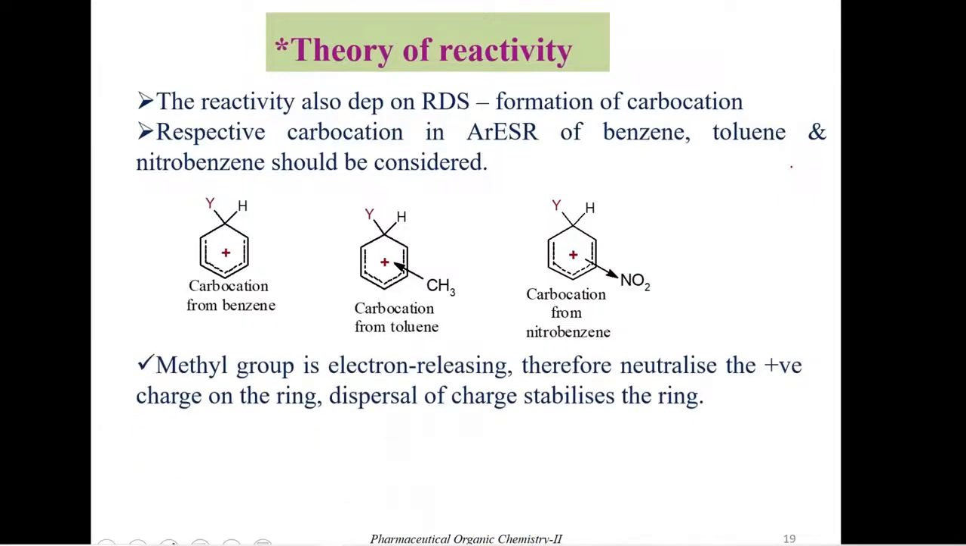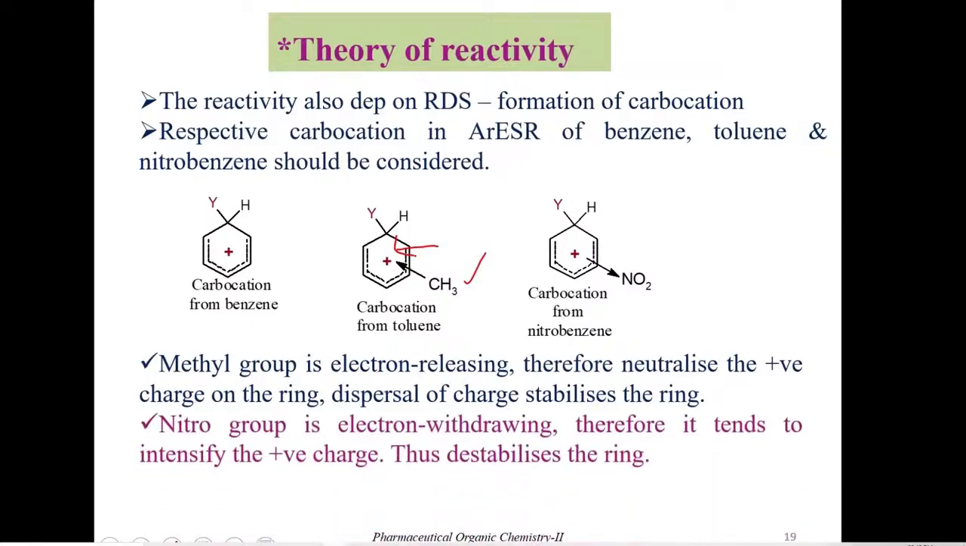Whenever a methyl group is present, because it is an electron donating group, it donates electrons towards the ring carbons, which are already holding the positive charge. Thus, there will be neutralization of the positive charge, causing dispersal of the charge, and thus it stabilizes the ring system. It is because of that reason the carbocation formed in toluene is more stable. Hence, the methyl group activates the ring system.